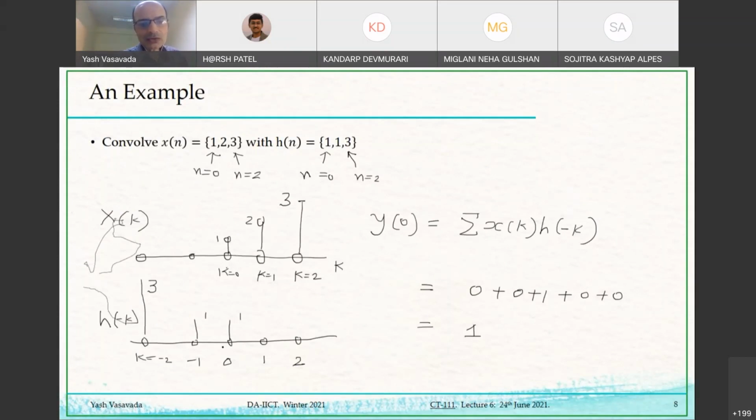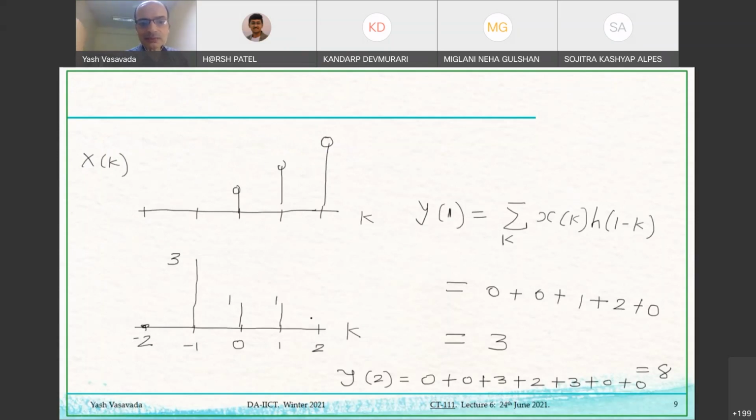We don't move it. It is always at that position. Whereas for h of k, we first flip it around 0. And then, as we saw here, we keep on sliding it one by one. And then we just multiply the values which are on top of each other, add them up, and then we get the corresponding value of y. So these are two different viewpoints.